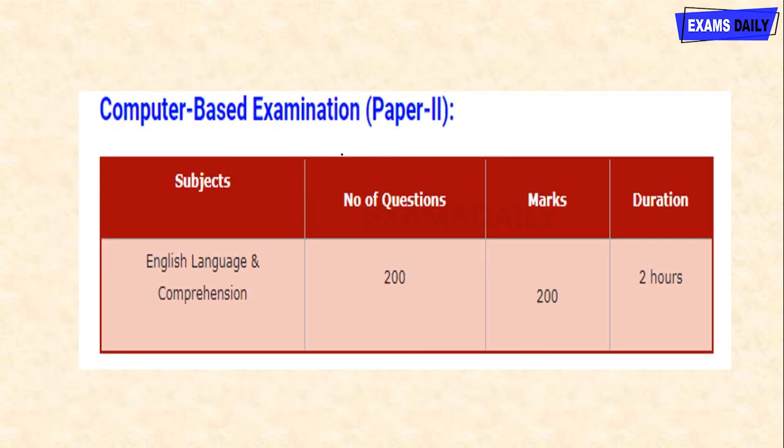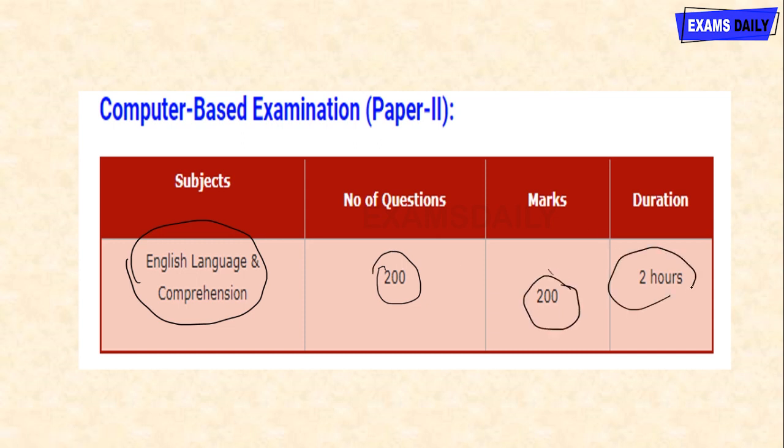Now the paper 2 examination pattern. There is only one subject in paper 2, which is English language and comprehension. It consists of 200 questions for 200 marks, and the time duration is also 2 hours. Once you have completed paper 1, you are eligible for the physical test and the paper 2 examination.